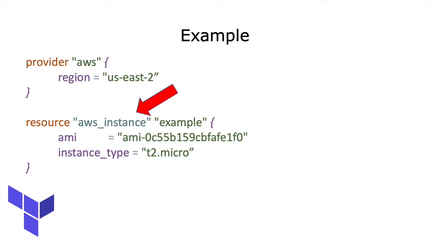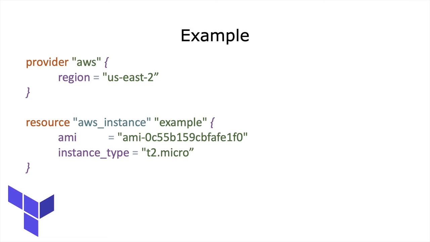Next, I'll tell Terraform which resources I would like provisioned. I only want a small server or AWS instance that will be named example, with a cryptic looking AMI or Amazon machine image. That funny looking word denotes an Ubuntu operating system. And a T2 micro instance. T2 instances are low cost general purpose servers with low CPU and memory.